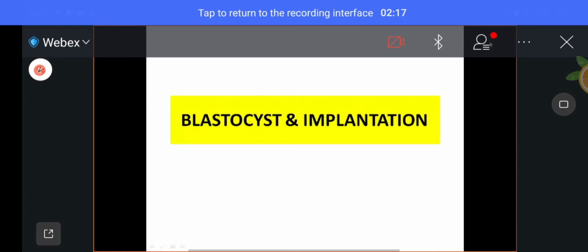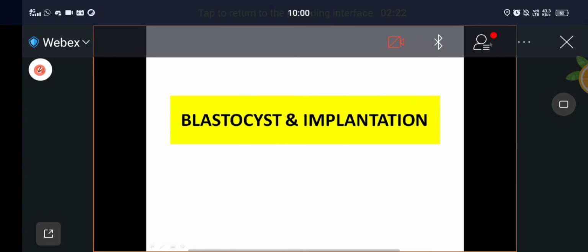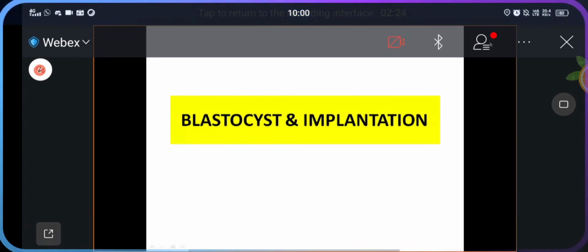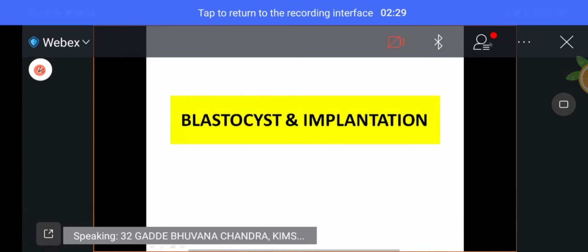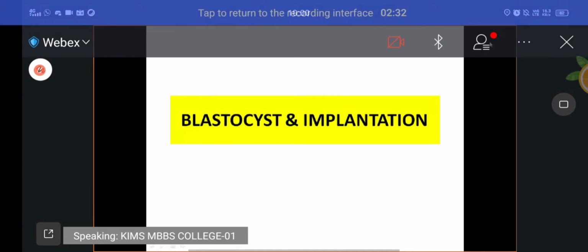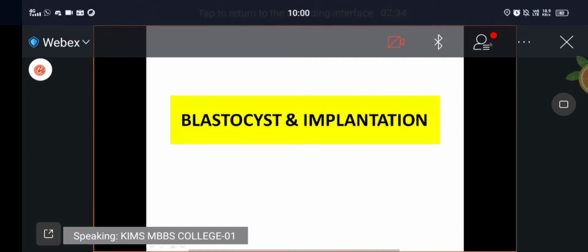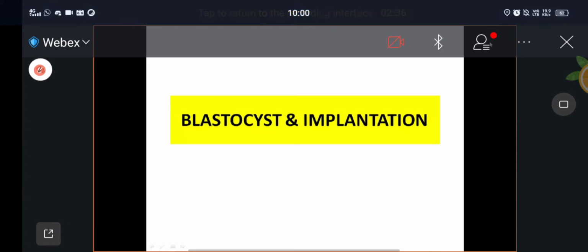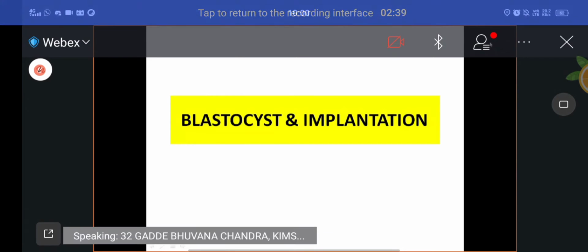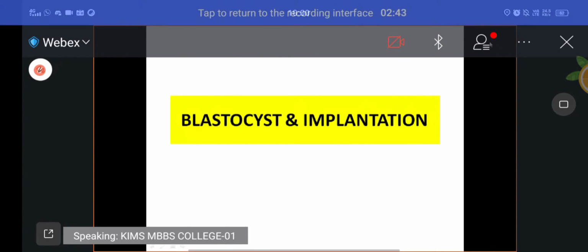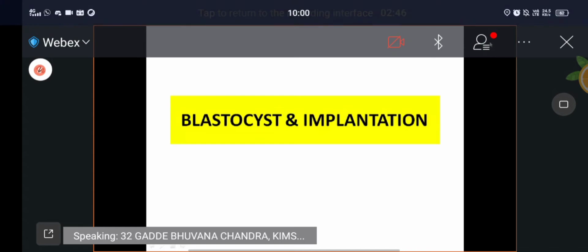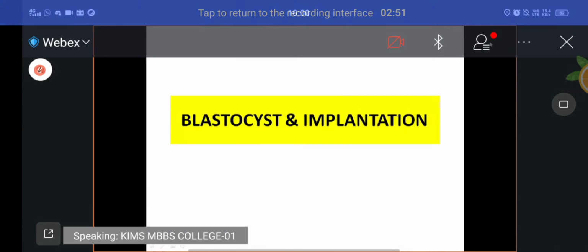Cleavage division I have already shown you with nice diagrams: 2 cell stage, 4 cell stage. First thing is during cleavage division, we see 2 cells. One is a bigger cell and another is a smaller cell. First, which cell divides? The bigger cell, the larger one divides into 2. Next, the smaller one divides into 2. Then we see a 4 cell stage.